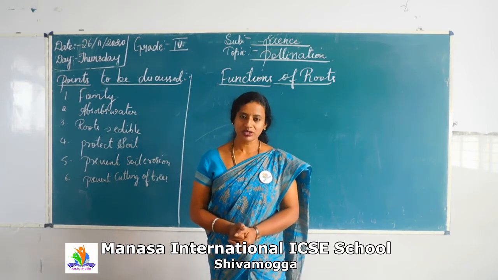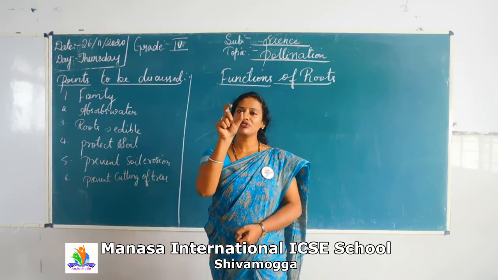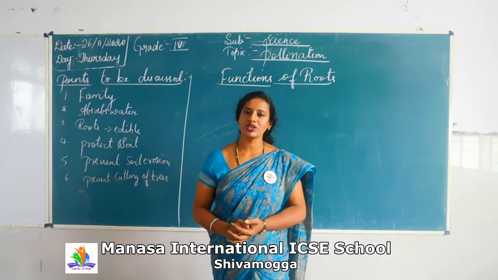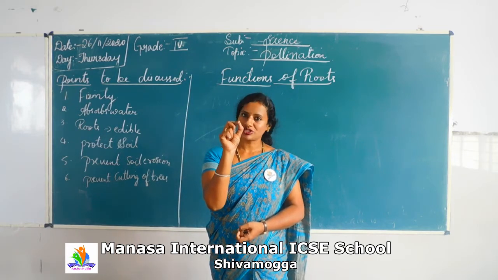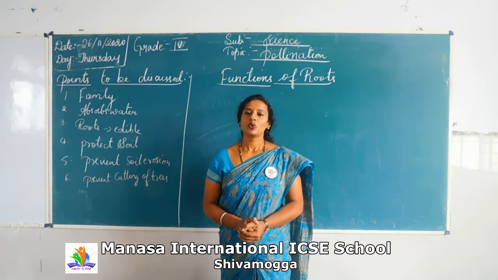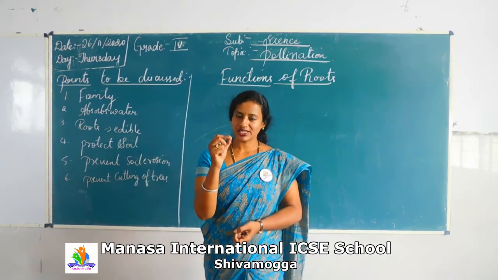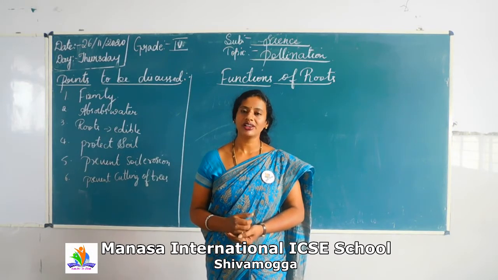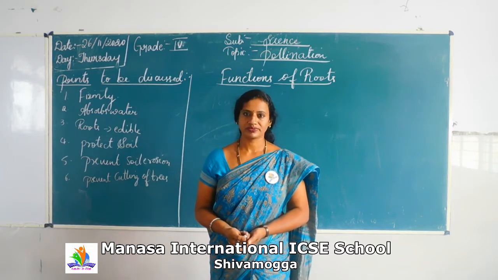Coming to the taproot system, it has a primary root, the main root, which gives rise to secondary roots, and the secondary roots will give rise to tertiary roots, and then minute hair-like structures which are known as root hairs. This is the taproot system. Whereas in the fibrous root system, the roots arise from a single point as a cluster, like the grass, right? And that type of roots are known as the fibrous root system.